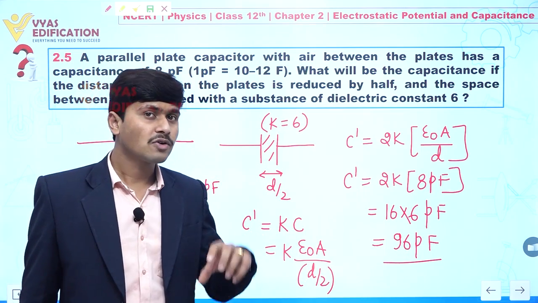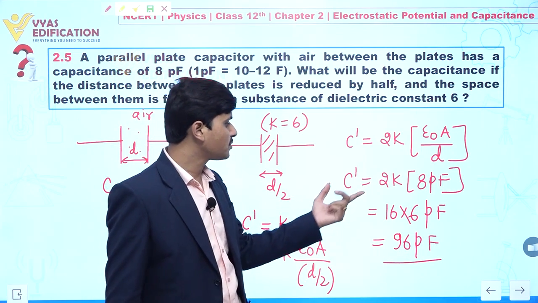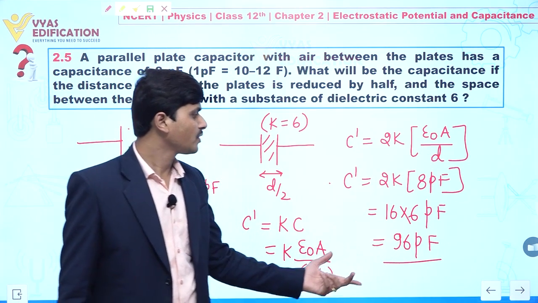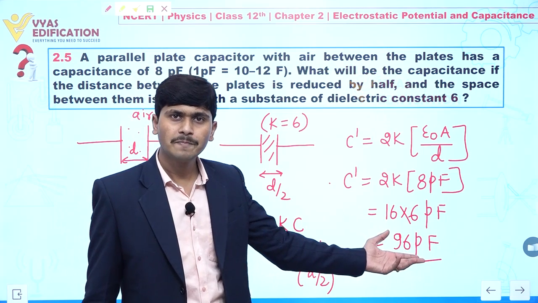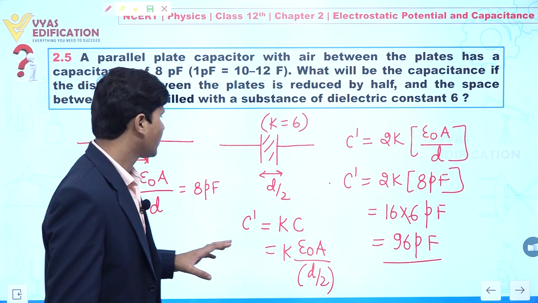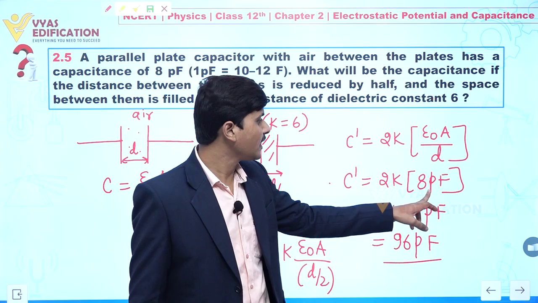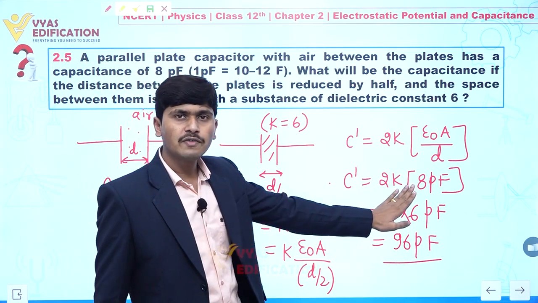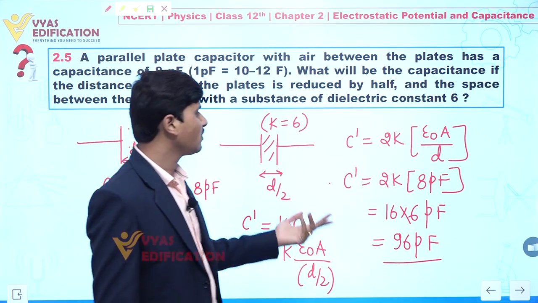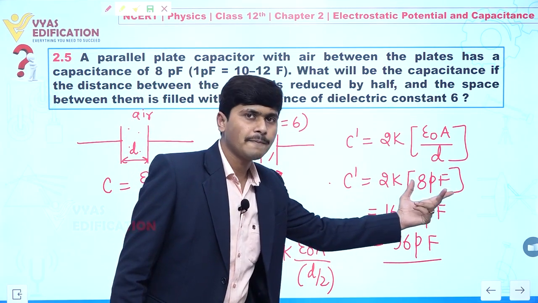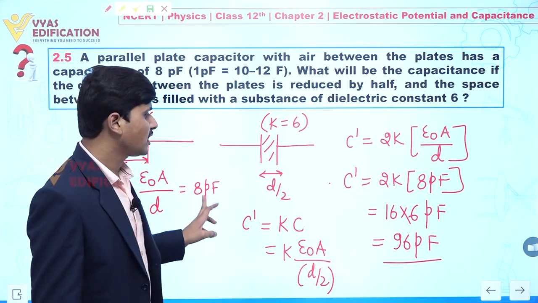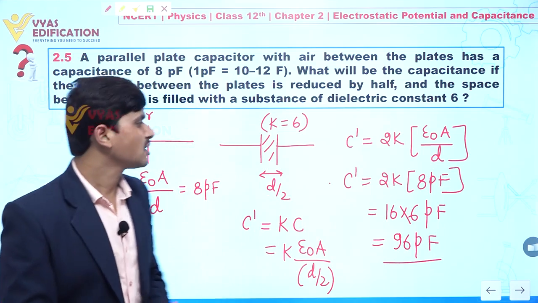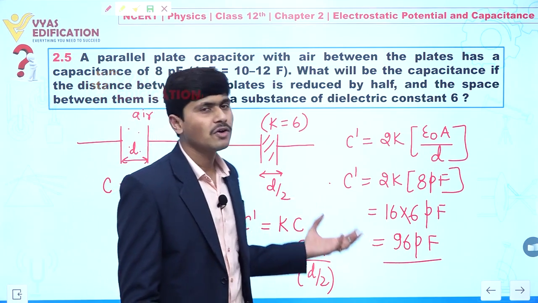Sometimes the question may be asked like this: what is the ratio of C dash by C? Definitely it is 12 times. We write 2 multiplied by 8 over 8 picofarad, and K is given as 6, so directly C dash over C is equal to 12. But that is the next step. The correct answer of this question is 96 picofarad.